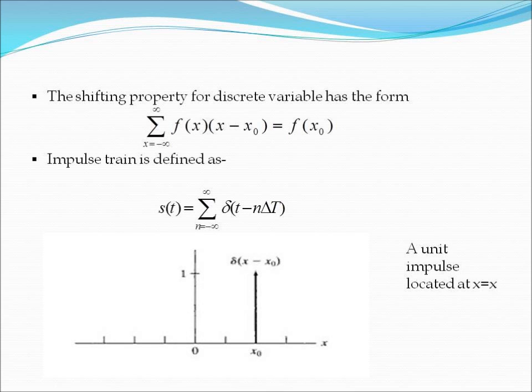The shifting property for discrete variable has the same form as in the continuous variable. Impulse train. An impulse train can be defined as the summation of impulses that are placed at delta t units apart.